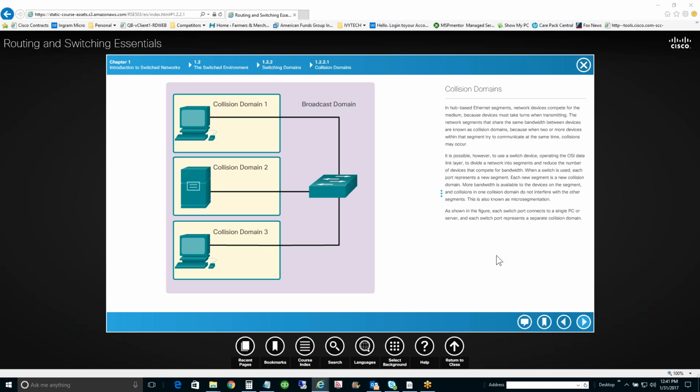We still have broadcast domains, though, within switches, and that's for multicast and broadcast communications with multiple devices on the network.